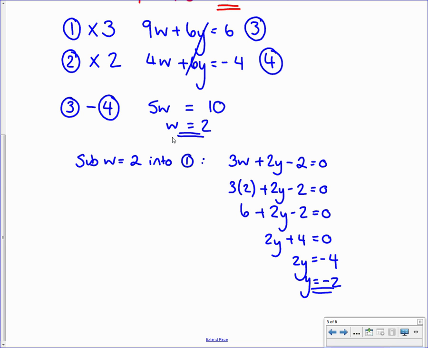Now we have the two solutions. So our final solution here is w equals 2, y equals negative 2. And we've solved by elimination. So 3 different types of elimination problems, just by giving different information in the questions.